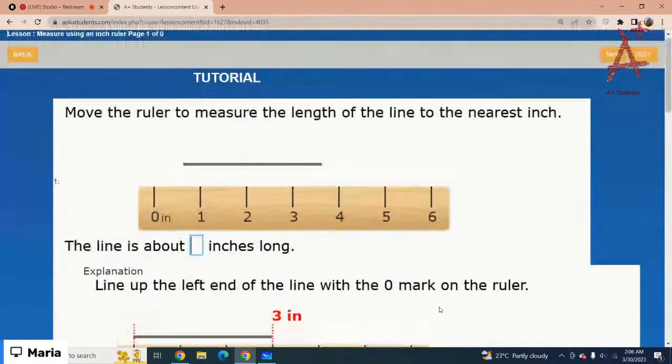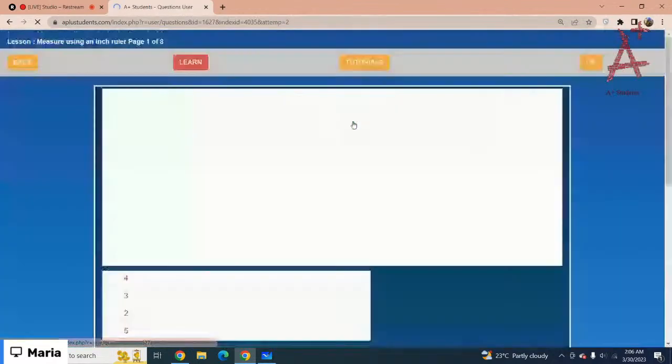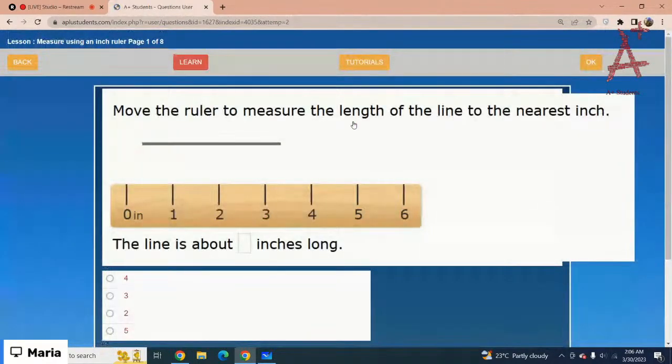Okay, let's just start with a test so that we can do the practice questions. Basically, we are going to learn how to find the length of the line using the ruler. Got it? Okay, move the ruler to measure the length of the line to the nearest inch. So basically, you have to line up the left end of the line with the zero on the ruler, and you have to calculate the length of the line. Got it? So when you line up the line with the zero, it would be, I think, 3 inches. I just guess because that is the virtual one.